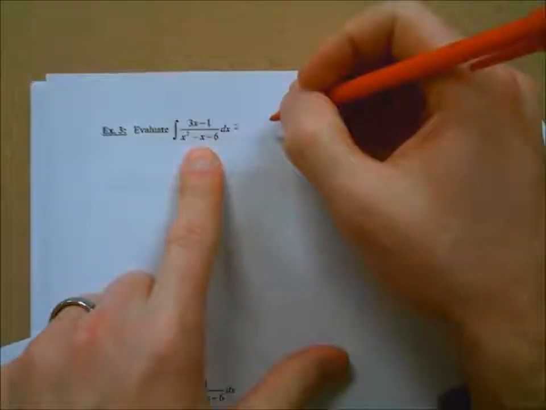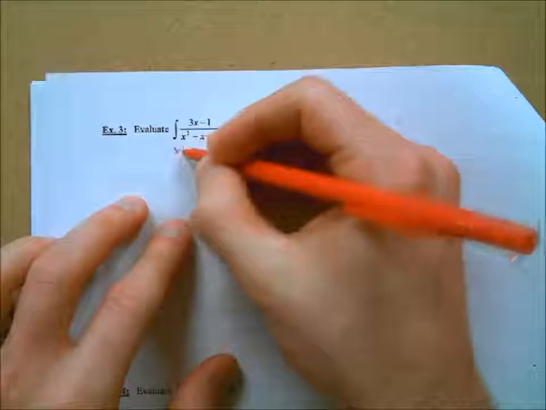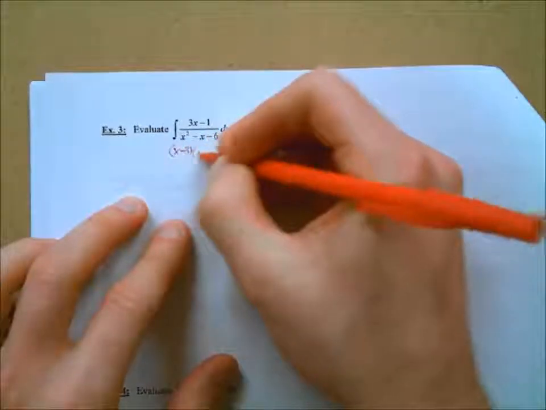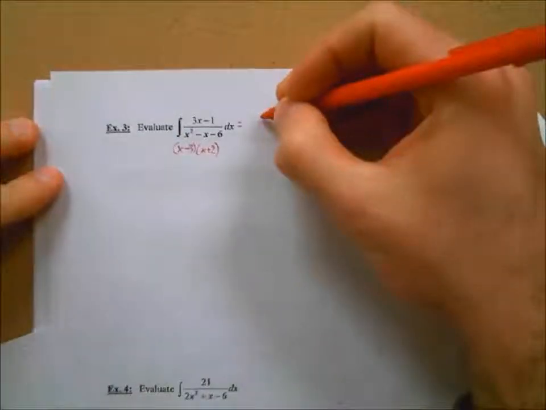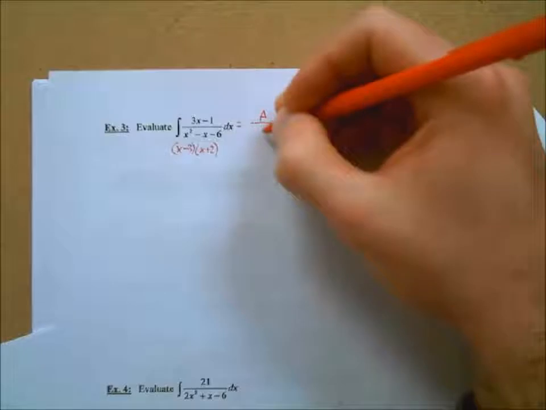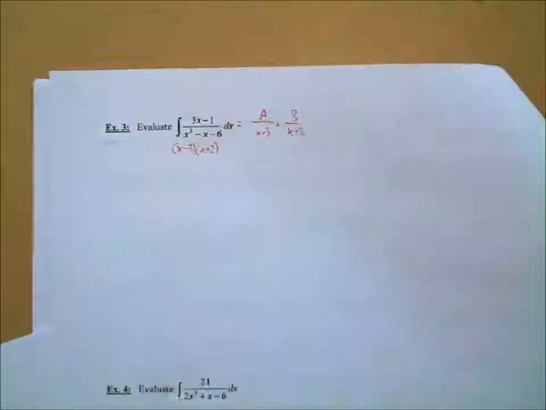So, again, let's see here, all right? We have x squared minus x minus 6, which factors to be x minus 3, x plus 2. Okay, and so we're going to equal then a over x minus 3 plus b over x plus 2, right? We want to decompose it into that.